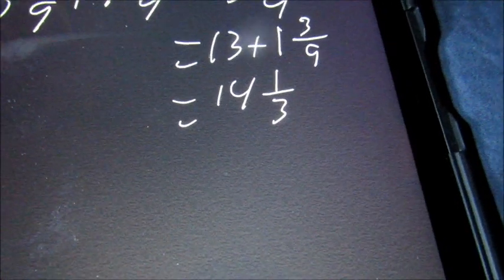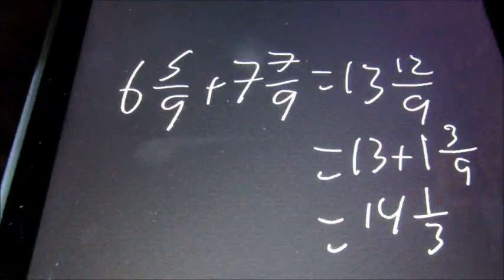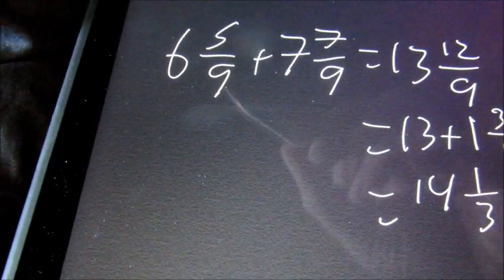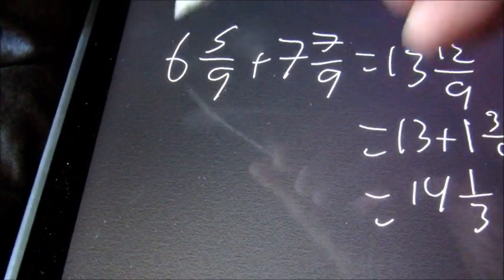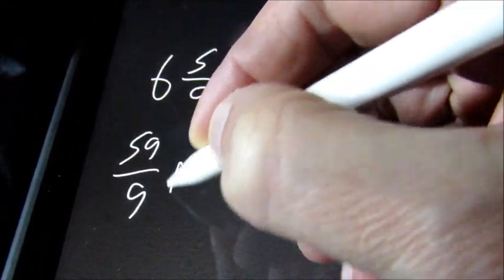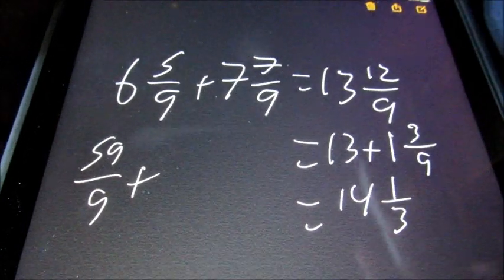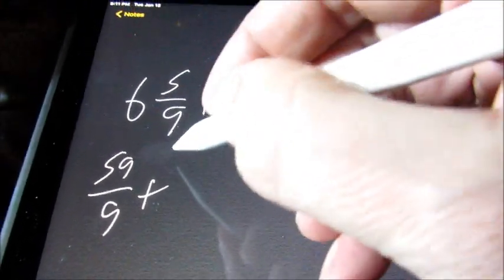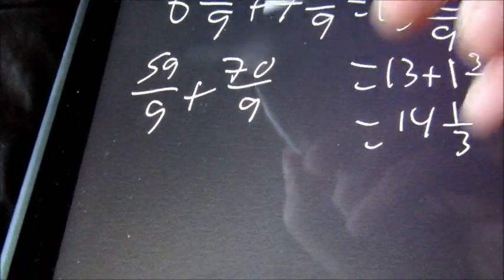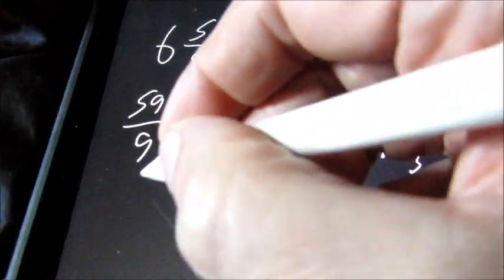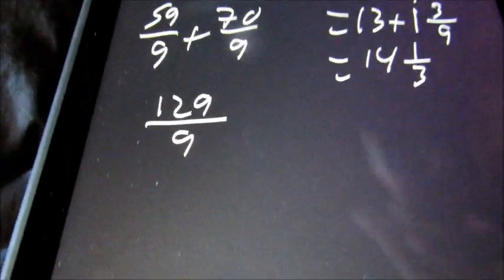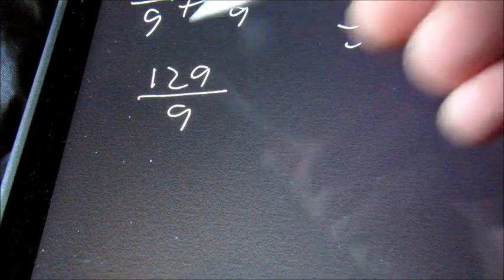Now the other way to do this is to start by turning both into improper fractions. So 9 times 6 is 54, plus 5 is 59 over 9, plus 9 times 7 is 63, plus 7 is 70 over 9. When I add 59 plus 70, I'm going to get 129 over 9. And now I have to turn it into a mixed number by dividing.